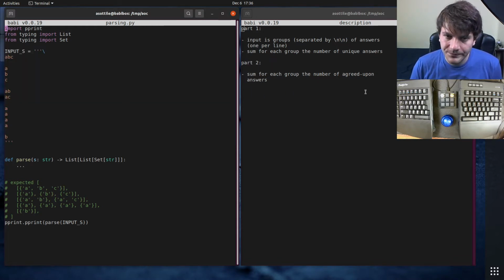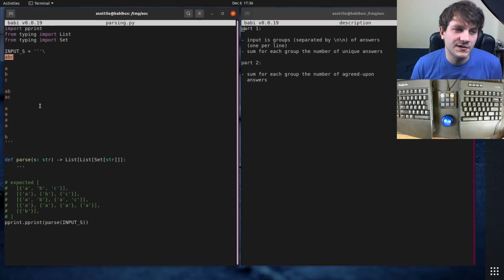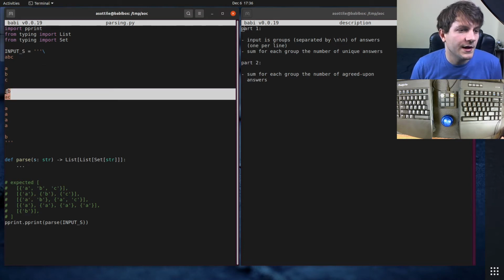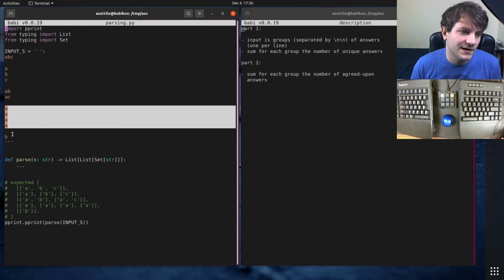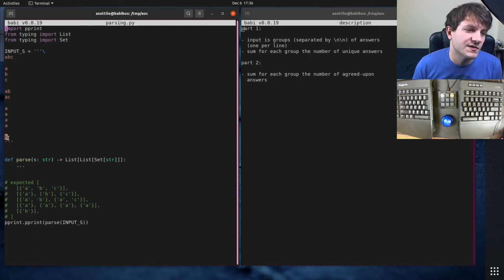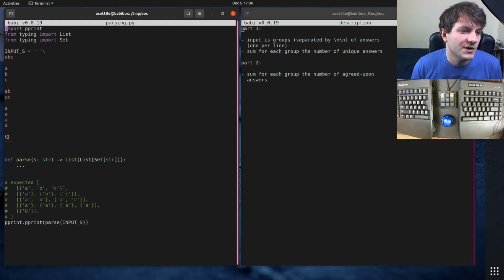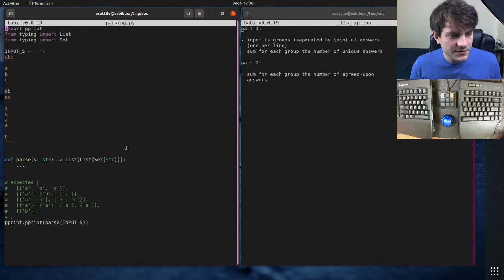For part 2, we're going to sum up only the agreed-upon answers. In this one there was only one person, so all of them were agreed upon, so this is 3. Nobody agreed here, so it's 0. These two only agreed on A, so it's 1. Here they all agreed on A, so it's 1. And here there's only one person, so it's 1. So 3 plus 0 plus 1 plus 1 plus 1 is 6, and that's what we would expect for this input. So those are the 2 inputs.